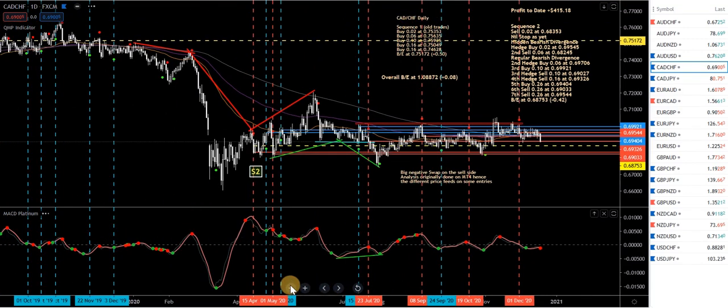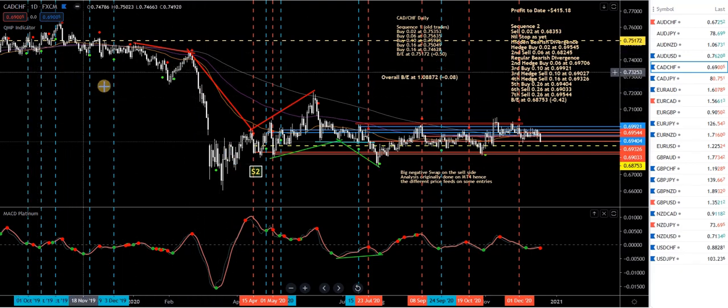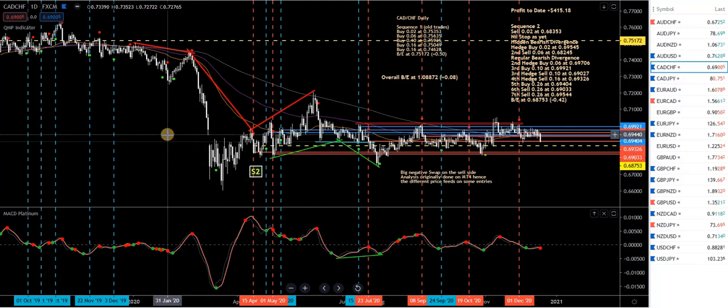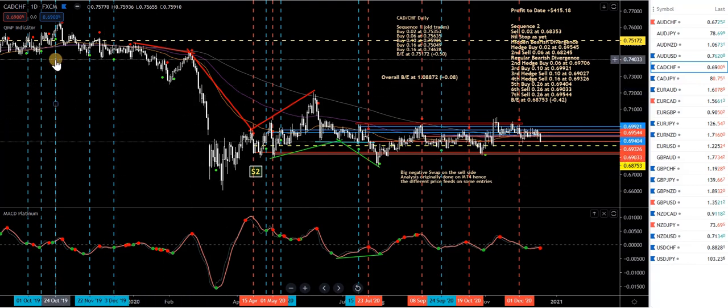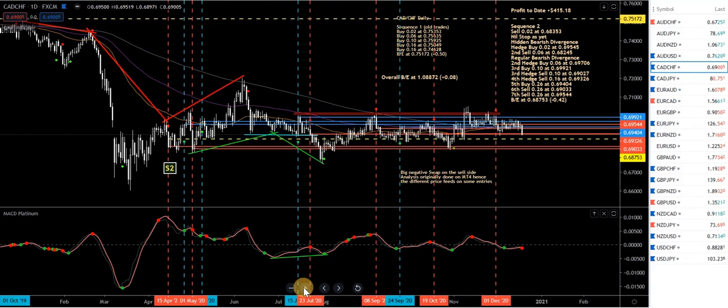Back here, over a year ago, I took these 5 buy trades. Not sure why I didn't close them at the time. Then we had COVID, and I've been left hanging with these 5 buy trades. The good thing is, positive swap on them. So I'm not losing any money on the swap, but I'm losing money obviously on the trades themselves.